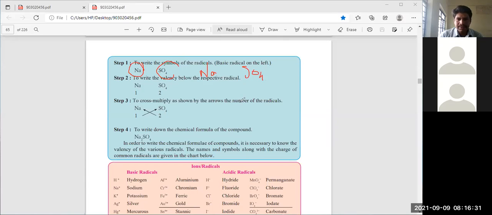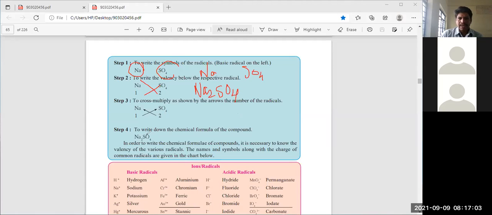Now, while writing the valency below it, we have to decide the valency of the respective radical. Suppose sodium, how much? Na+ means 1, and SO4, we know that it is 2. And then we have to do cross multiplication. What will we get? Na2 and SO4, only a single SO4 we have to write, not double. Getting it? We have to consider its valency here, then only we can write it.